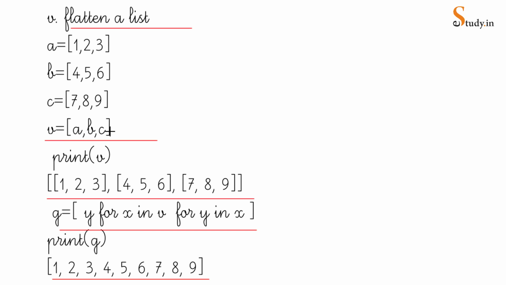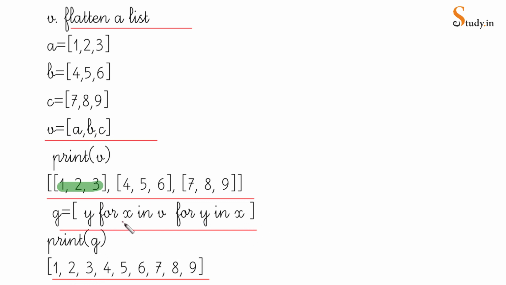What is V? V is this list, A, B, C, which is the combination of 3 lists. So what will be the value of X in V? X will be this first list, 1, 2, 3. Then after that we are saying for Y in X. Now X is this 1, 2, 3. What will be the value of Y? Y will be 1, so it will print 1, then Y will be 2, then Y will be 3.